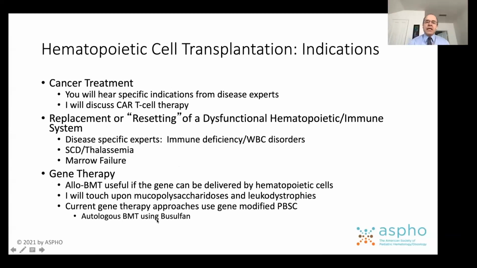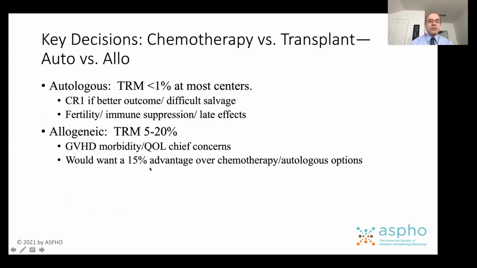Now, I want to finish up with indications and then talk a little bit about cell therapy. But this is, again, general. Hematopoietic transplantation is done for 3 things: cancer treatment, resetting a dysfunctional immune system, such as if you've got marrow failure and you need a new marrow, sickle cell disease where you want to get rid of your bad red cells, or white cell disorders and immune dysregulation. Finally, there are certain disorders, such as mucopolysaccharidosis, where this can be used as a form of gene therapy.